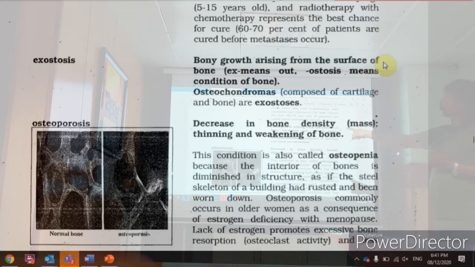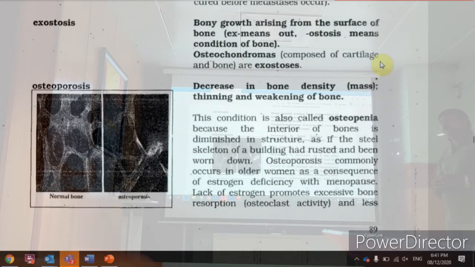Reduction is known as osteoporosis. The diagram actually represents normal bone. Osteoporosis means the bone becomes very weak. It is also known as osteopenia. The interior structure is destroyed, usually because of excess activity of osteoclastic cells. Also because of estrogen deficiency in females, after menopause, osteoporosis happens.